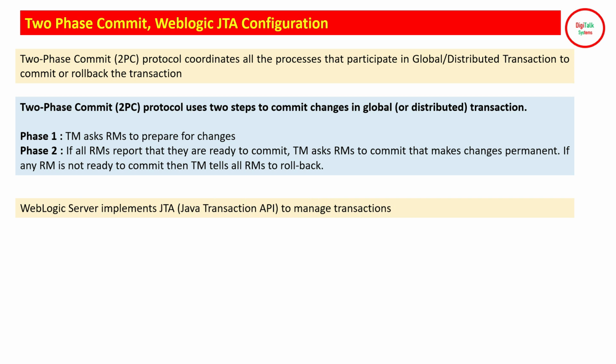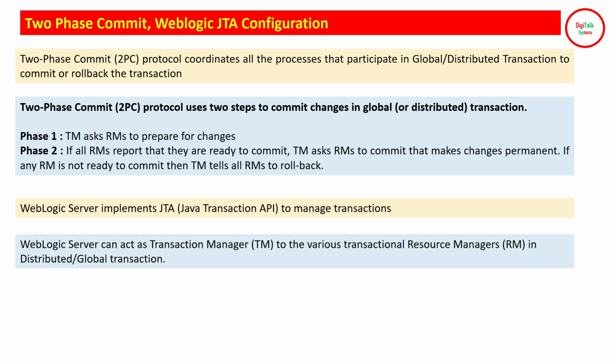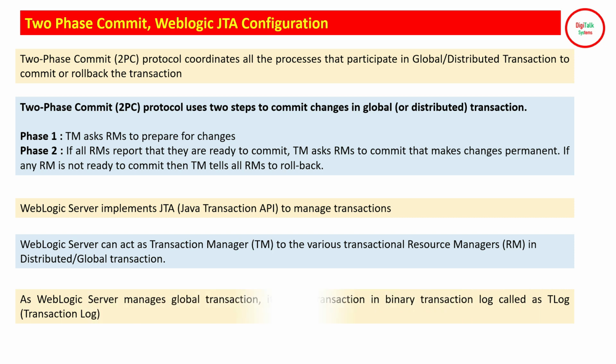So WebLogic server implements JTA, the Java Transaction API, to manage transactions. In WebLogic server, the JTA is used for the management of global or distributed transactions. So WebLogic server can act as a transaction manager to the various transaction resource managers in distributed global transactions. As I said, in that case, your WebLogic server will act as a transaction manager, and all of the backend data sources involved in the multiple operations inside a single transaction will act as resource managers.